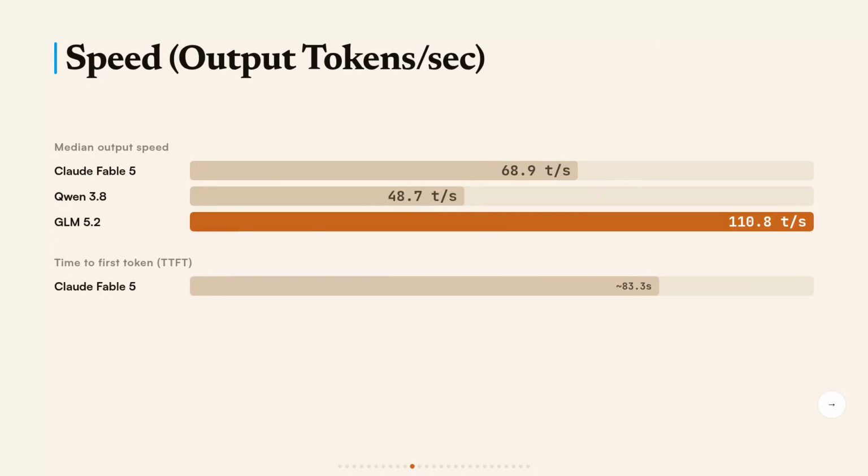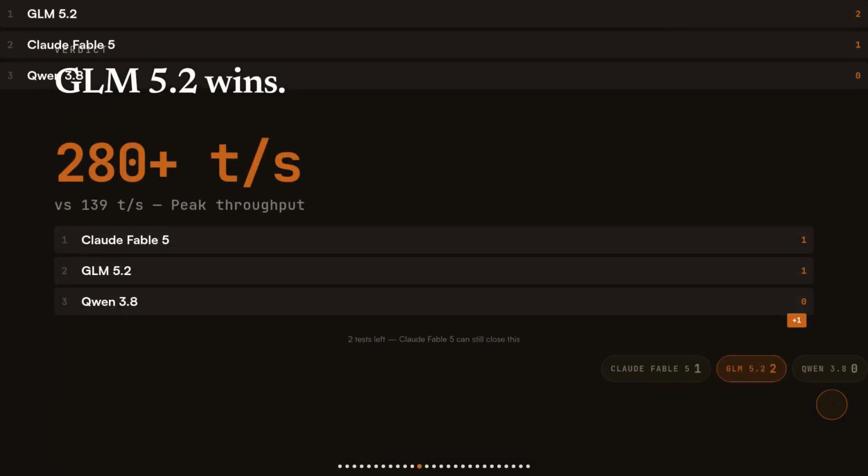Peak throughput numbers are directional since the setups differ, but GLM 5.2 hits over 280 tokens per second on Baseten, well ahead of Fable 5's 139 on its fastest provider. GLM 5.2 wins speed outright. That's a real cost in any interactive workflow, not just a benchmark footnote. Stick with me because the last 4 tests are where this decision actually flips.